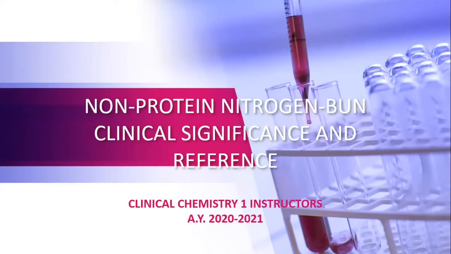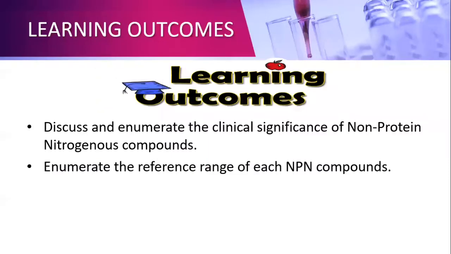Determination of the concentration of blood urea nitrogen in serum or plasma is very important, most especially in the diagnosis and monitoring of renal function together with creatinine. In this video lecture, the clinical significance and reference range of the 5 significant NPN compounds will be presented. The learning outcomes are flashed on the current slide.